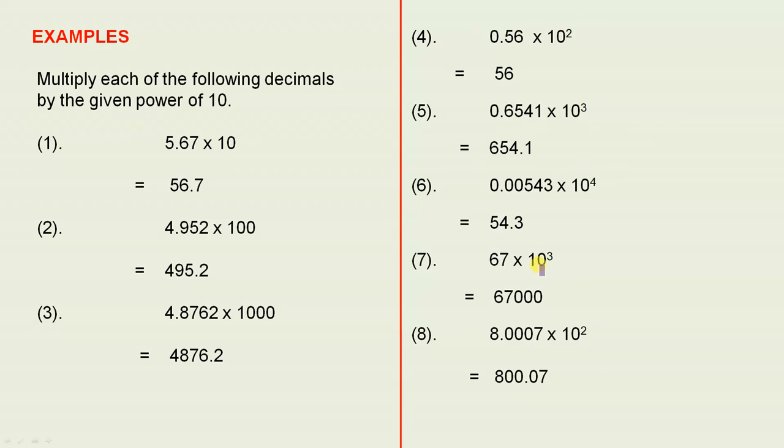67 by 10 to the power of 3, the decimal point is after the 7, so to move it three places to the right, just add three zeros. And this number times 10 squared, 2 here, so to the power of 2, move it two places to the right to give you that answer.